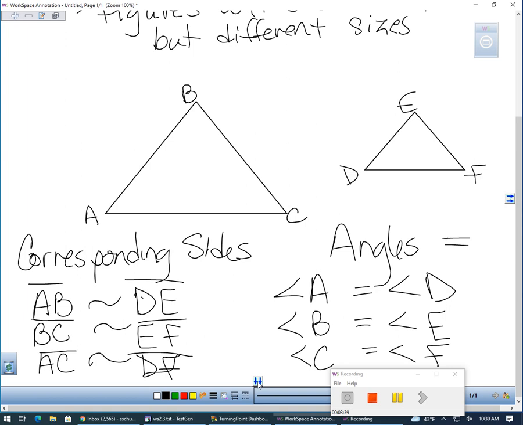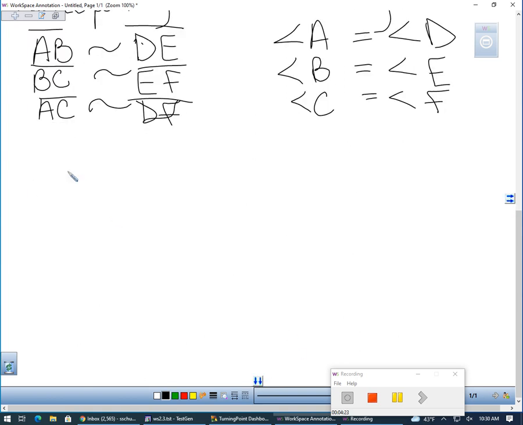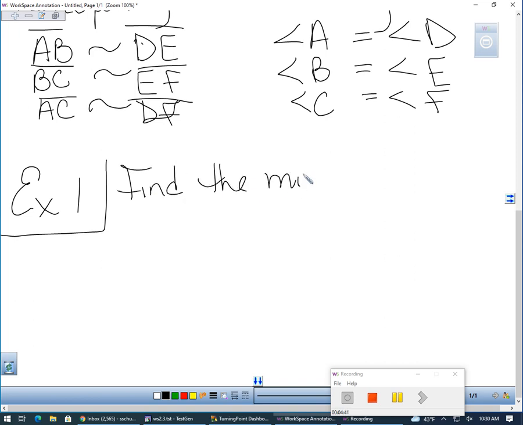Okay. So, here is actually example number 1. I want to show you how this is going to work. Your directions are going to say, find the missing side of the similar figures.